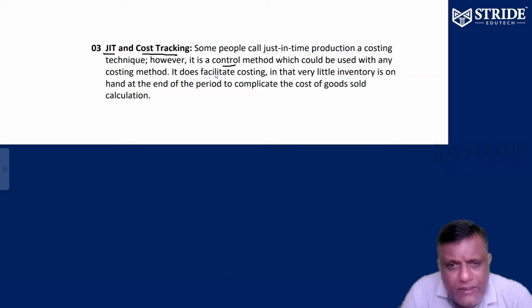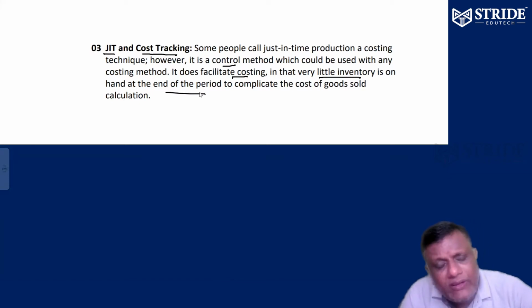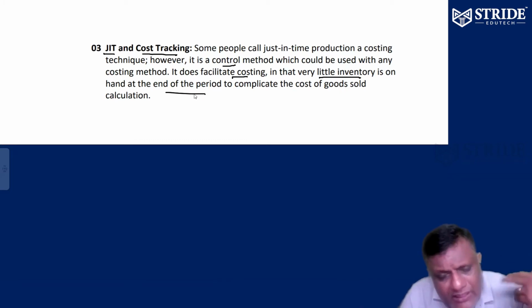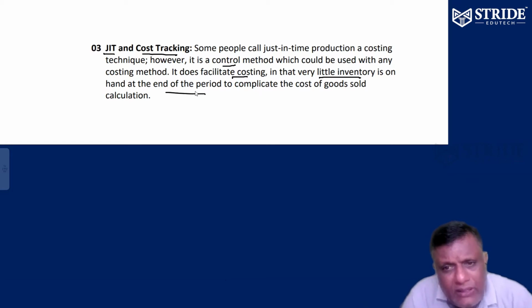By the way, just in time is going to facilitate the costing, with very little inventory or no inventory at the end of the period. From the supplier, materials are supplied straight away to the production department. There is no concept of a stores department; it is completely eliminated. At the same time, there is no inventory cost, and there is no inventory or less inventory at the end of the period.